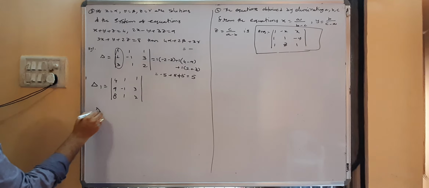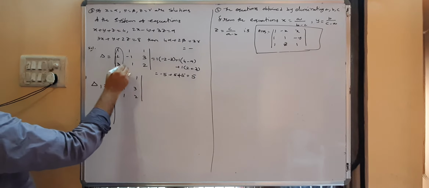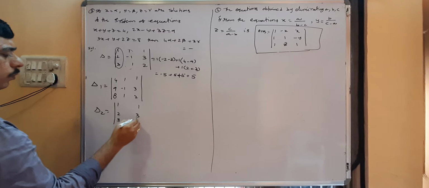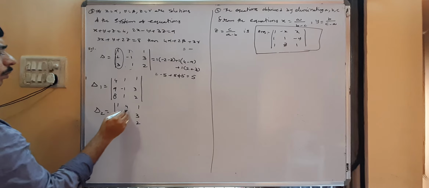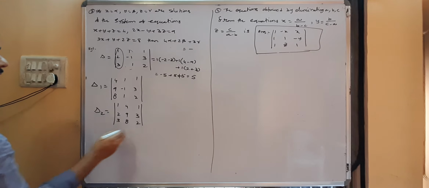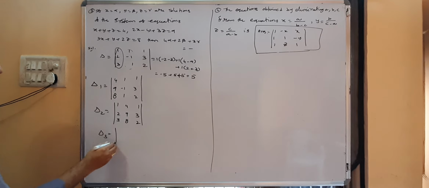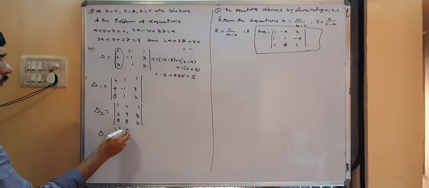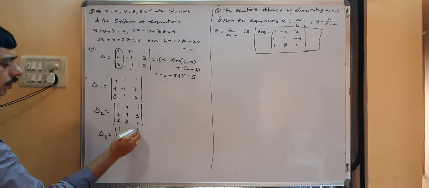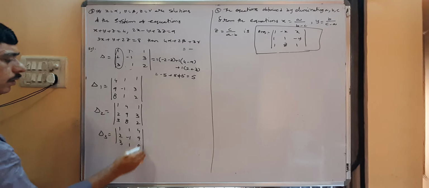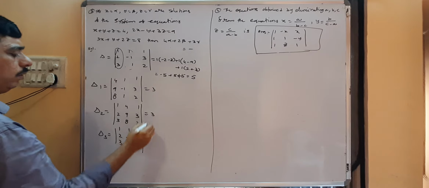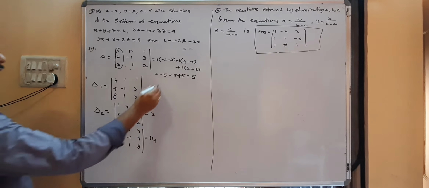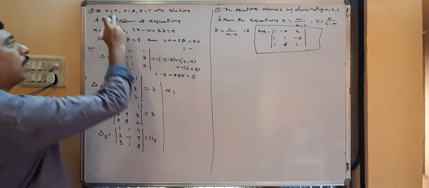Like this, you can find delta 2. Replace the second column with the constants; the first column and third column are the same. The second column has 4, 9, 8. Delta 3 you can find similarly: replace the third column with the constants 4, 9, 8. We get delta 1 is 3, delta 2 is 3, delta 3 is 14.